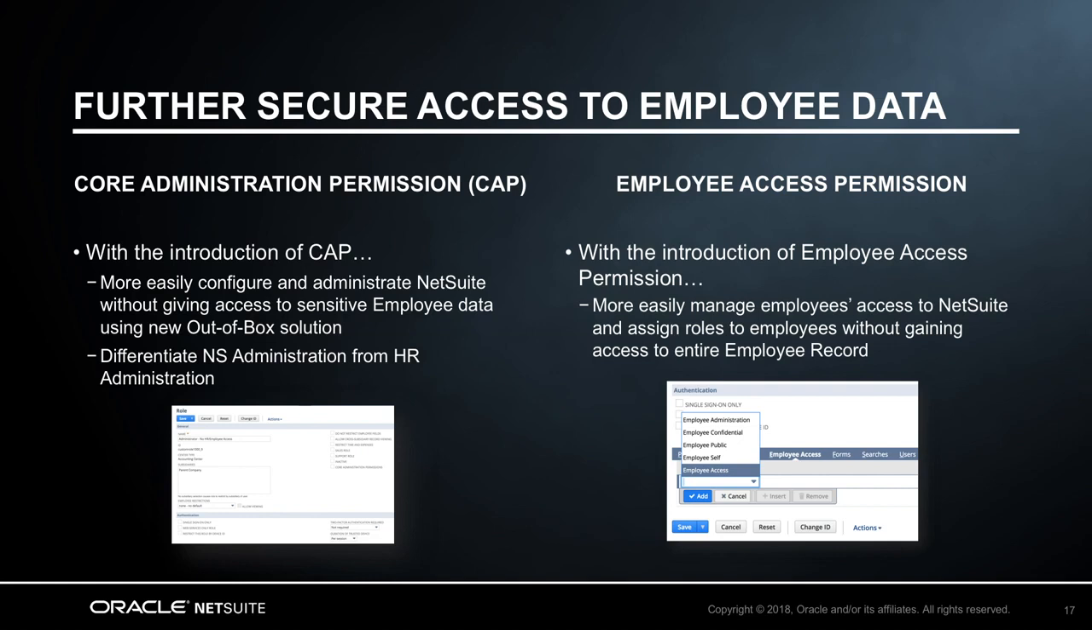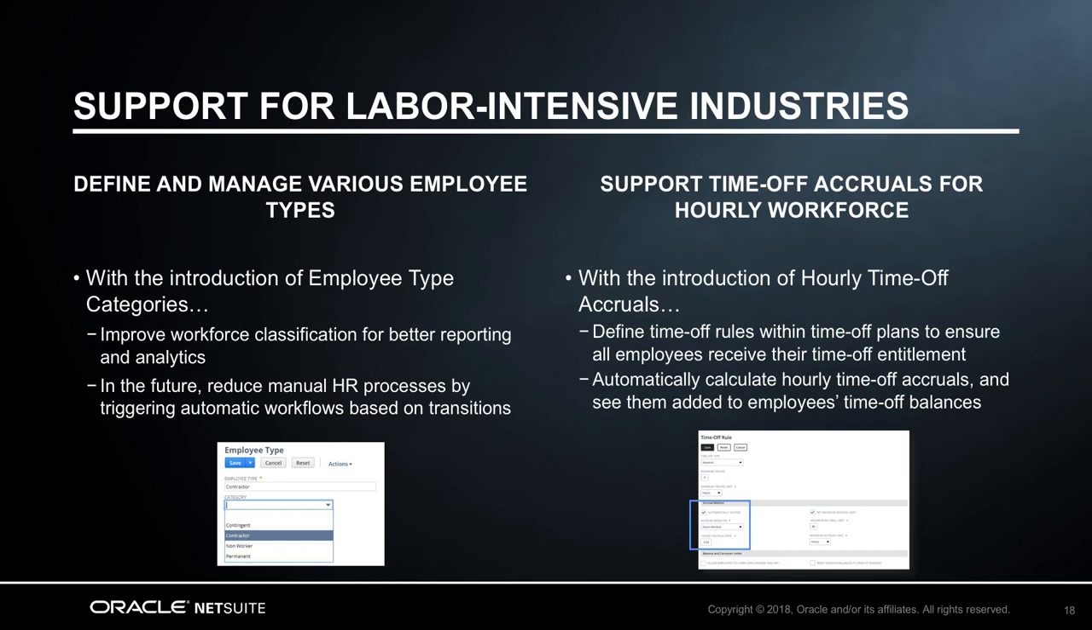It's now easier to manage employees' NetSuite system access and assign roles to employees. This means that any role with this permission will be able to manage system access for employees without also needing to access their entire employee record and all the sensitive information within. This new permission, called the Employee Access Permission, can be enabled via the role page as a line item on the Employee Access tab. Services, warehouse, and manufacturing are examples of industries with a high number of hourly workers.